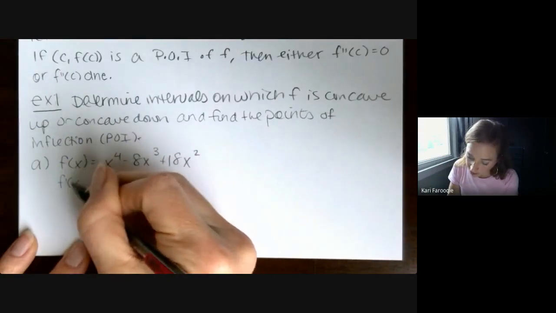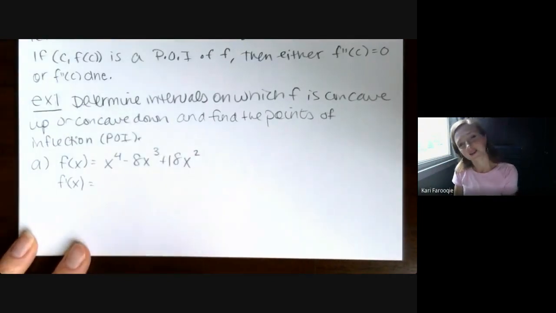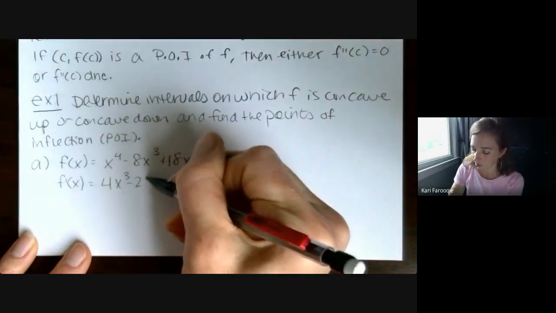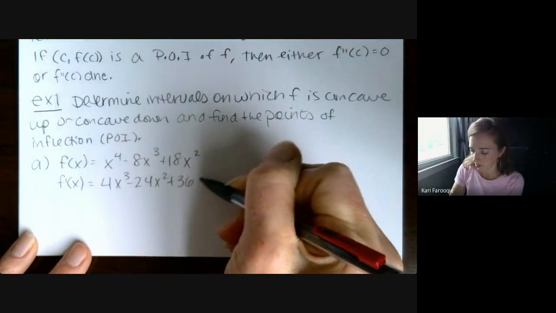First, you will take the first derivative because you cannot get to the second derivative without taking the first derivative. You get 4x cubed minus 24x squared plus 36x.